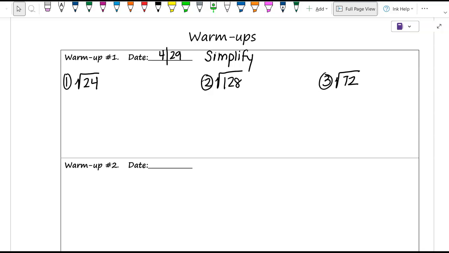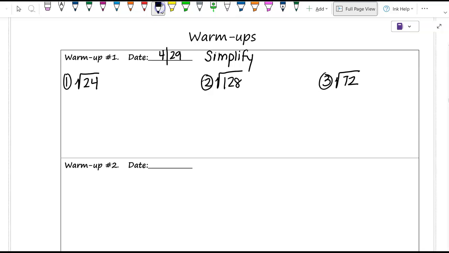These are all positive numbers under the radical, so this is just the simplifying that we were doing before. We're looking to see, are there any perfect squares within these numbers? How can we simplify them? When we get into the notes today, we'll take a look at how we deal with that negative one. We talked about it yesterday in our notes, but we'll look at how that actually looks in practice.